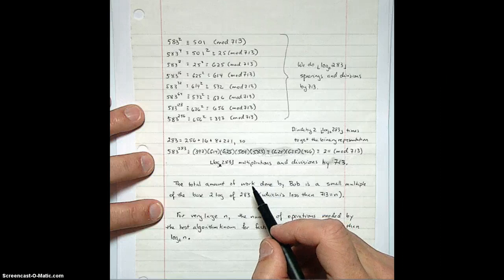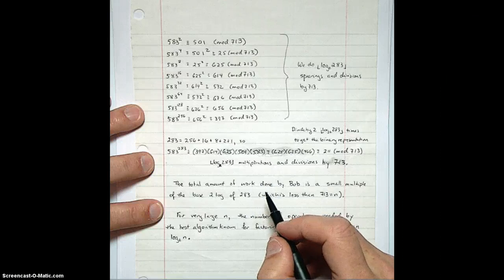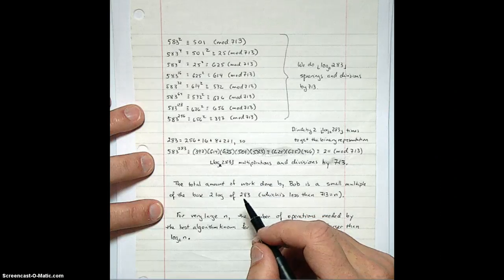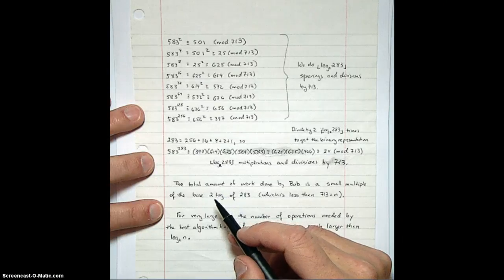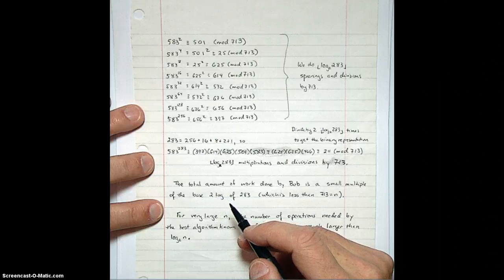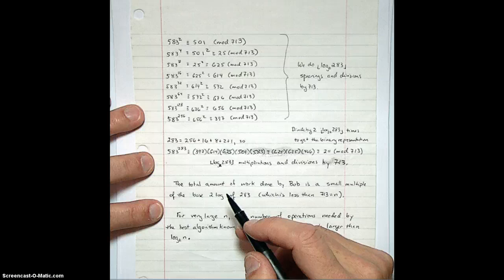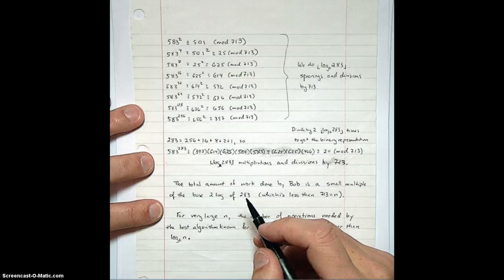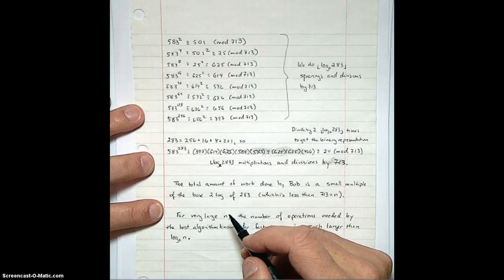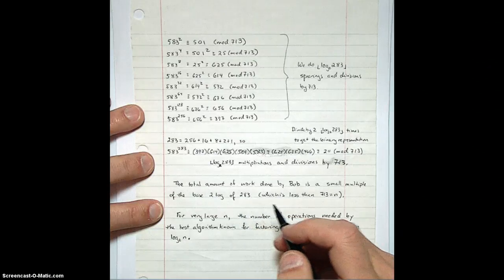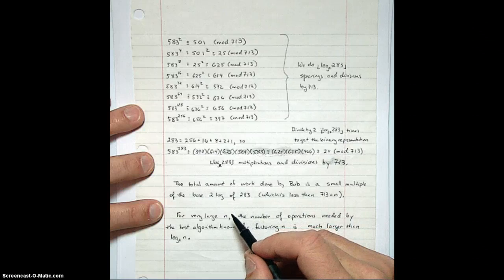So the total amount of work done by Bob is a small multiple of the base 2 log of 283 and also the base 2 log of 713. So we can write the amount of work that Bob has to do as some constant times the log base 2 of 713. Right. Now, even if the number n, which was 713 in this case, is really big, the base 2 logarithm of n won't be very big.